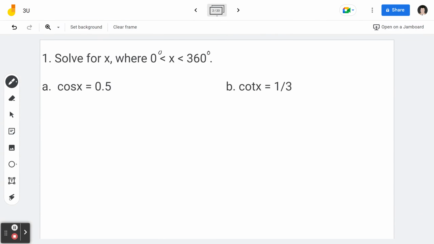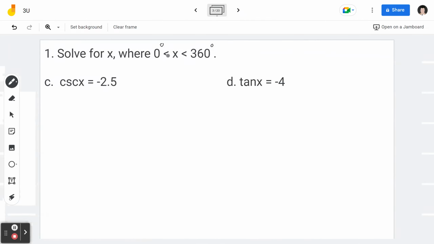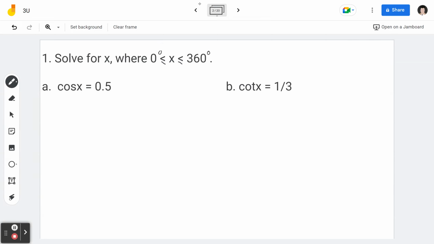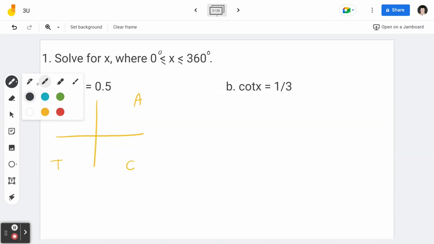Let's begin. Number 1a, solve for x, where x is in between 0 degrees and 360 degrees. And I guess we should put the inclusive symbol there, even for these ones, just like that. So in 1a, it says cosine x equals 0.5. So again, step 1, draw a diagram. When you think about the 4 different quadrants, CAST, it's important to understand that cosine is going to be positive. So in this case, it's going to be in quadrant number 1, and it's going to be quadrant number 4.